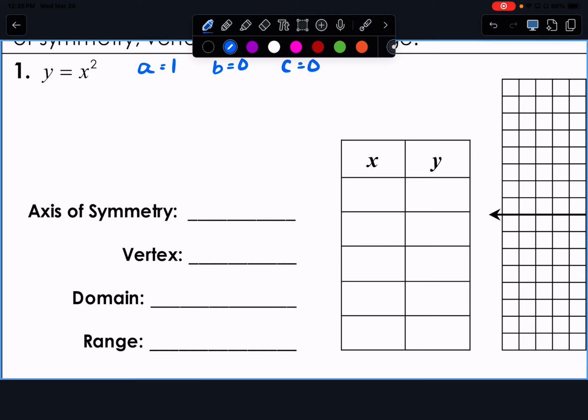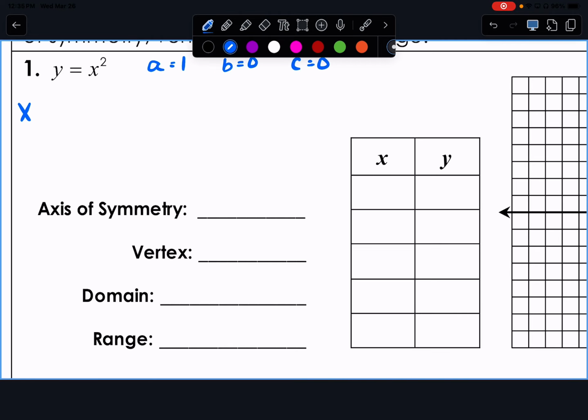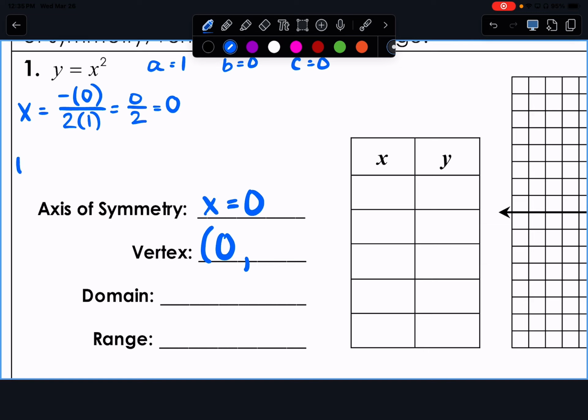And then we just plug into our formula to find our axis of symmetry. So we do x is equal to negative b over 2a. So we get 0 divided by 2, which is 0. So our axis of symmetry is x equals 0. And that also gives us our x coordinate of our vertex. So what do I need to plug in to find my y? So we'll do y is equal to, but instead of x, I do parentheses, 0 squared. What is 0 squared? 0. So now we have our vertex and our axis of symmetry, okay?